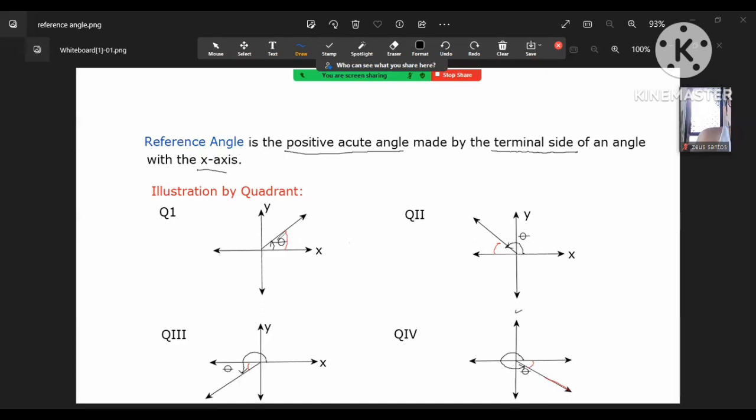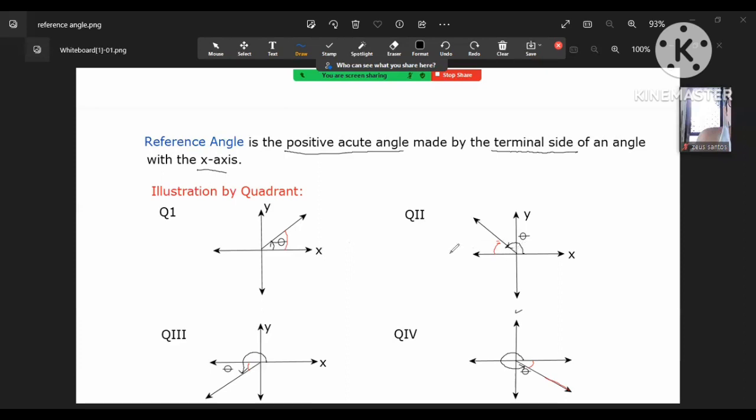Now, paano ngayon kukunin yung measurement ng angle na to? Pagka sa first quadrant, madali lang yan. Kung ano yung angle, equal siya doon sa angle natin. Now, what if kung nasa quadrant 2 ka, paano ba kukunin ang measurement nito? Para makuha yan, tatanggalin lang natin to. Now, this is 180 degrees, yan, straight angle. So, that is 180 minus theta para makuha itong measurement nito.